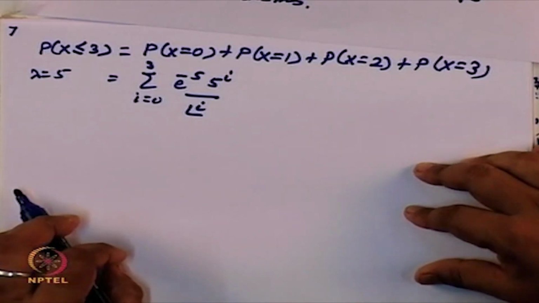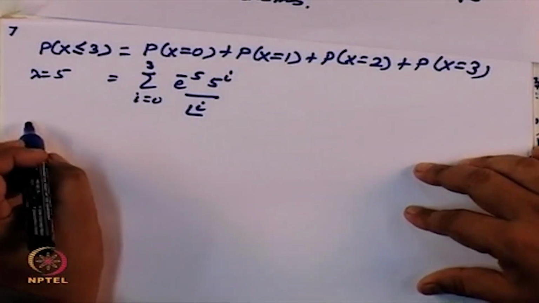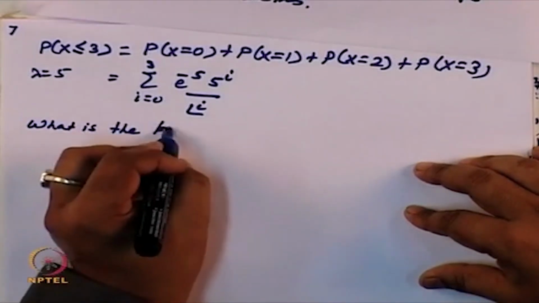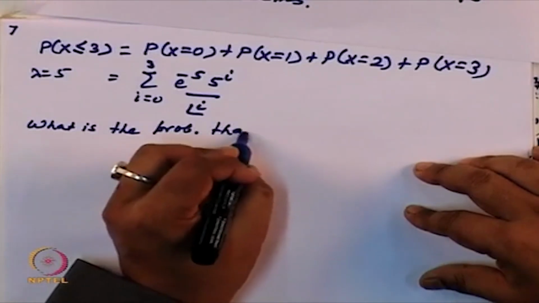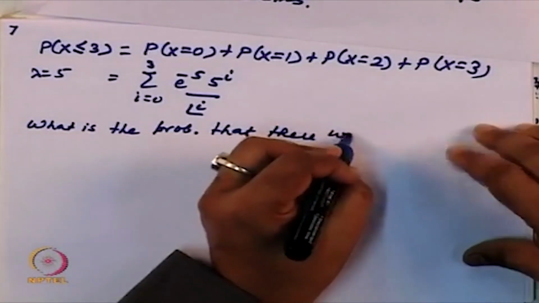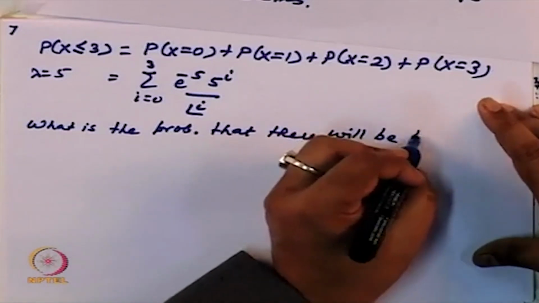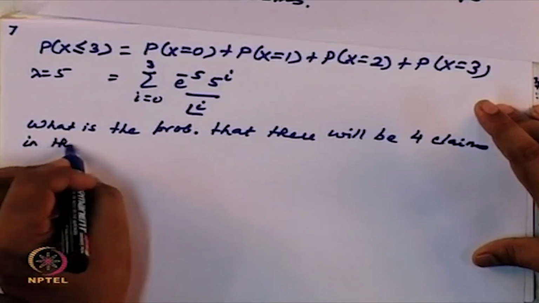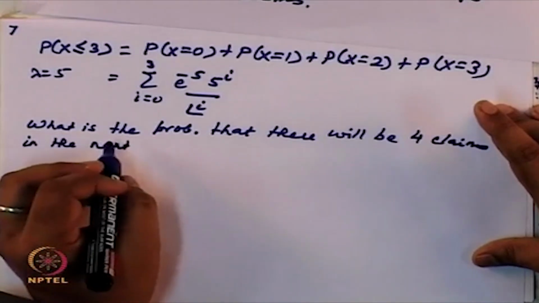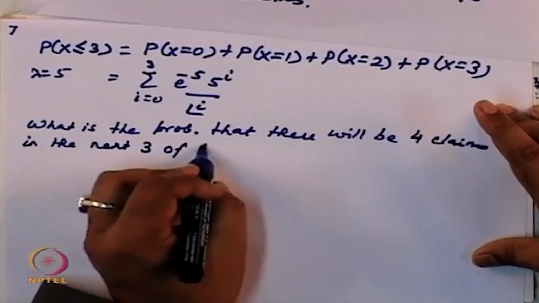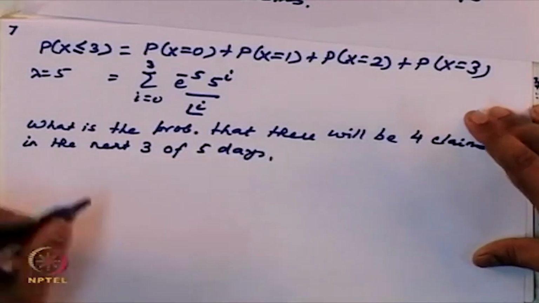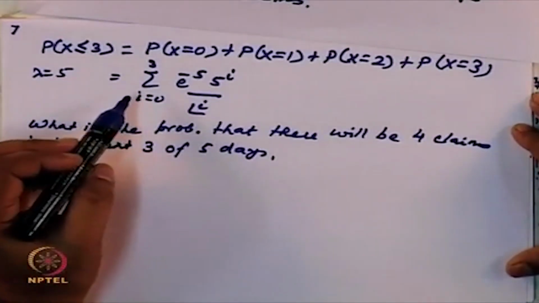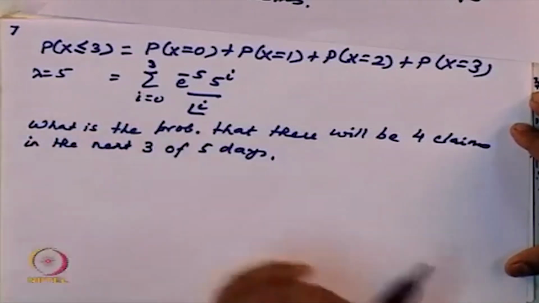Now, let us say I can ask the next question. What is the probability that there will be 4 claims in the next 3 of 5 days? So, this is an example. What you calculated is the probability of x less or equal to 3, which is some given value, right.